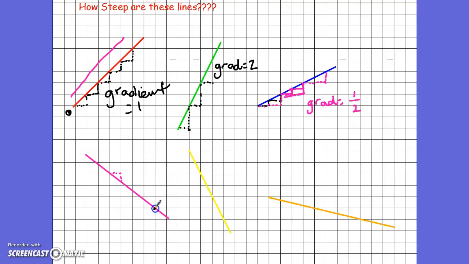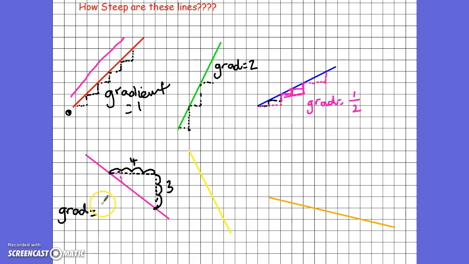Now I know I'm definitely going through there, and I know I'm definitely going through that point. So let's have a look and see how far across I need to go, and in this case how far down I need to go. So I'm going 1, 2, 3, 4 across and 3 down. So every 4 steps across I'm going 3 down. So our gradient in this case is 4 across and 3 down.